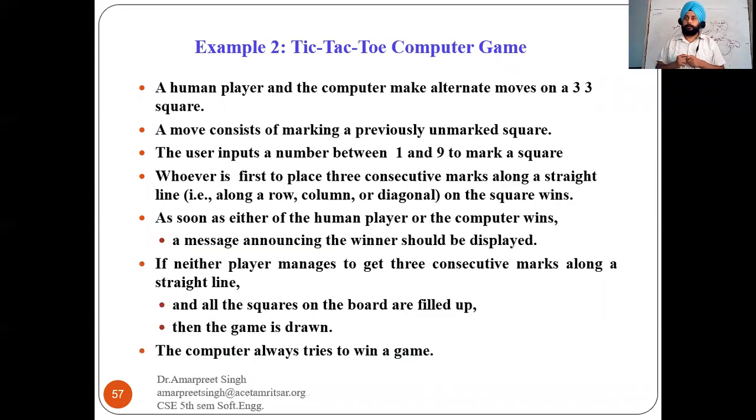Next, the tic-tac-toe game. We will do the DFD of the tic-tac-toe game. You know about the game. A human player and the computer make alternate moves on a 3x3 square. A move consists of marking an unmarked square. The user inputs a cross or circle in any square numbered between 1 and 9. So it is an alternate move. Let's make the DFD of the tic-tac-toe game.